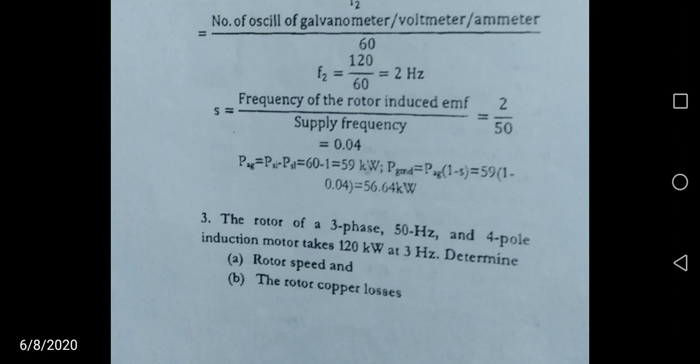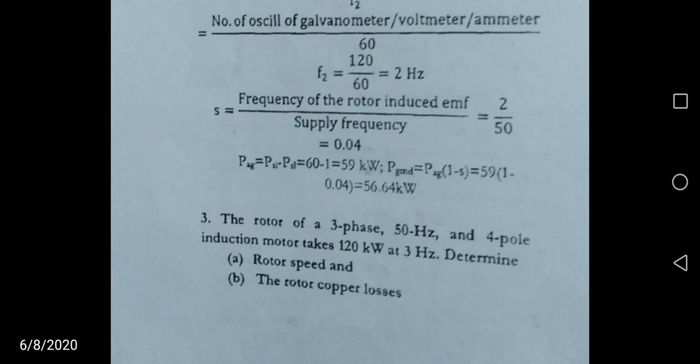1410 RPM. And the rotor copper loss: because of slip, copper loss equals slip times the rotor input. Slip is 0.06 into 120, that is equal to 7.2. So rotor copper loss is 7.2 and rotor speed is 1410 RPM.